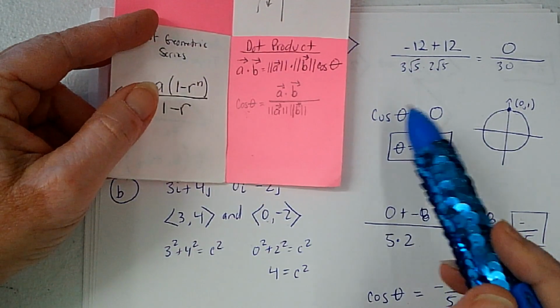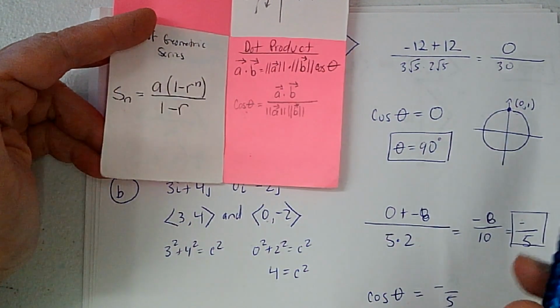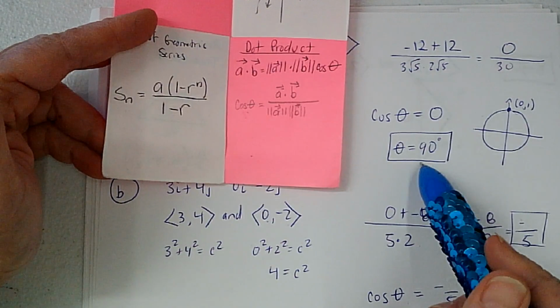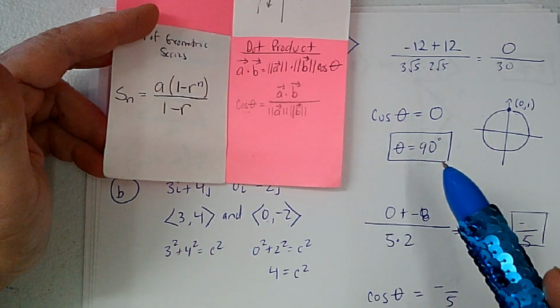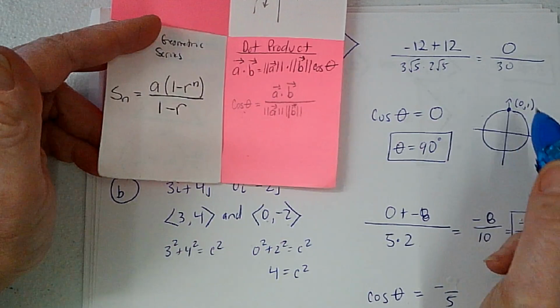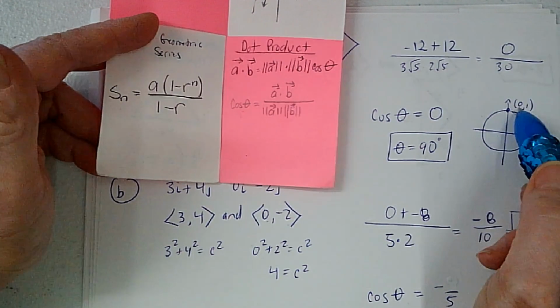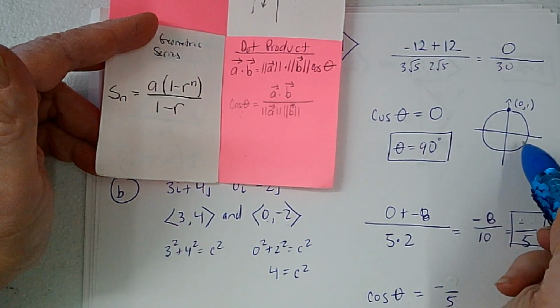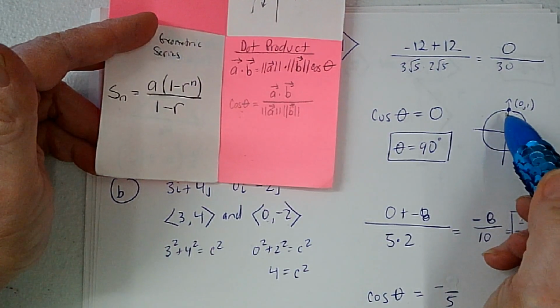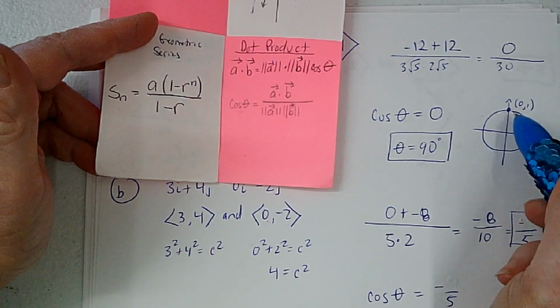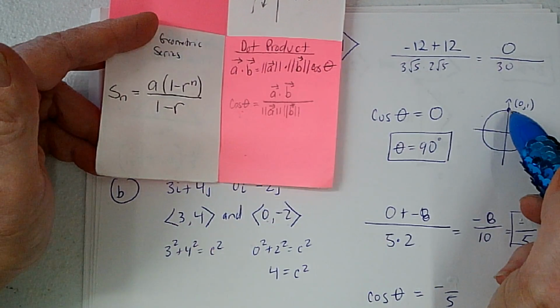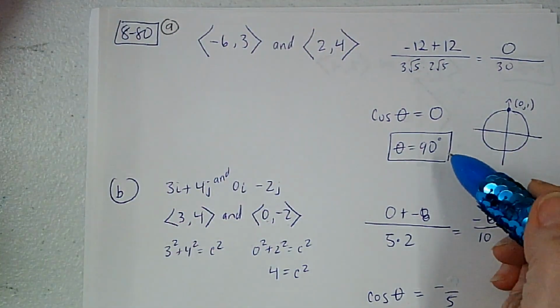So if I inverse cosine both sides, I'd have the inverse cosine of 0, which is 90. I did not have to use my calculator for that because I know on my unit circle that cosine is 0 at 90 degrees. So that's the answer for letter A.